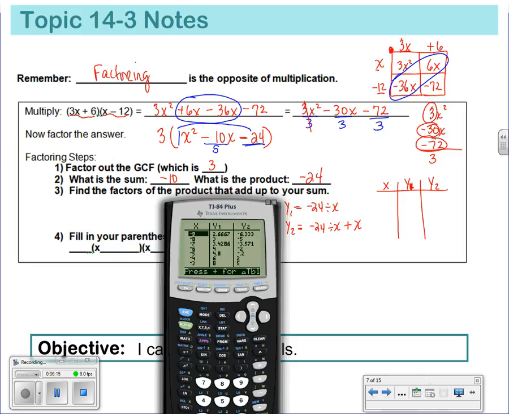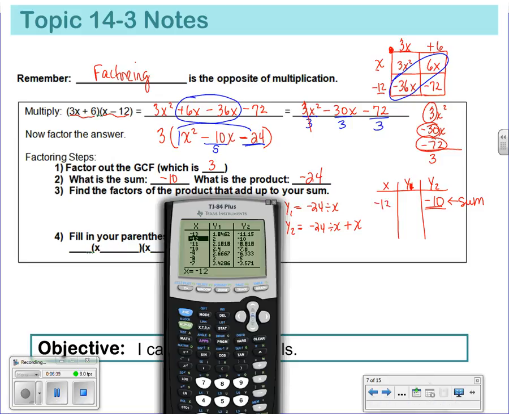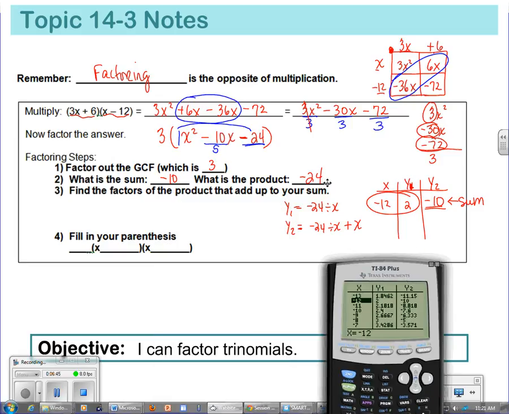So I'm looking for my sum in the second column of Y2. I will use my arrow key to arrow up and down until I find negative 10 in the Y2 column. I see negative 10 in the Y2 column. The two numbers that are in X and Y1, those are my factors. Those are the ones that will multiply to give me negative 24. And I can see 2 times negative 12 is negative 24. But they are also the two numbers that when I add them together will get me negative 10. So my factors are negative 12 and a positive 2.